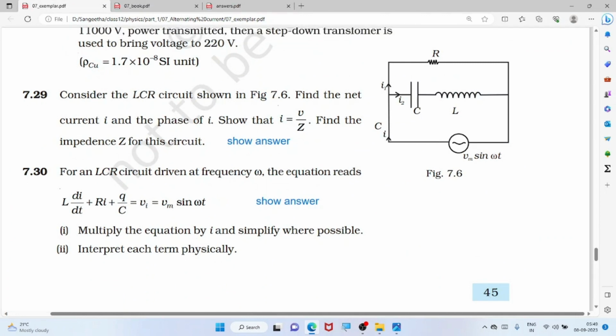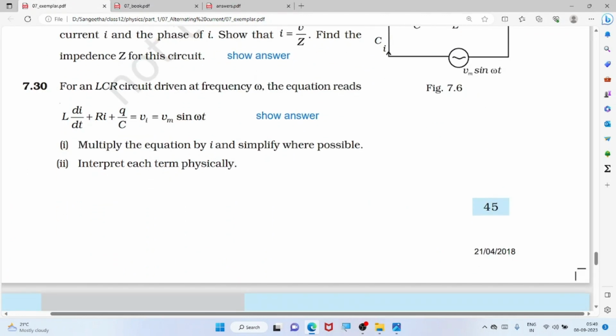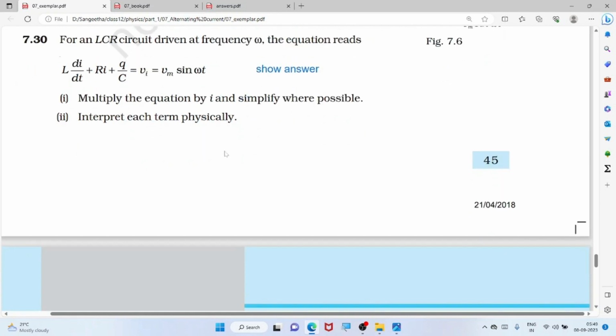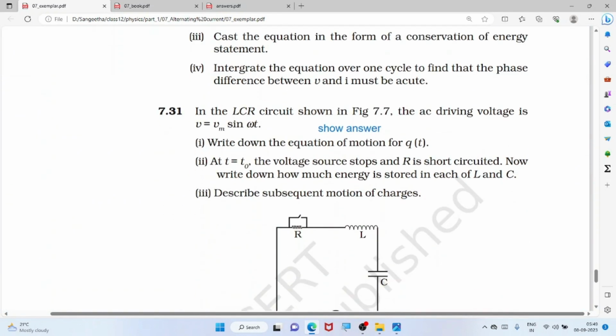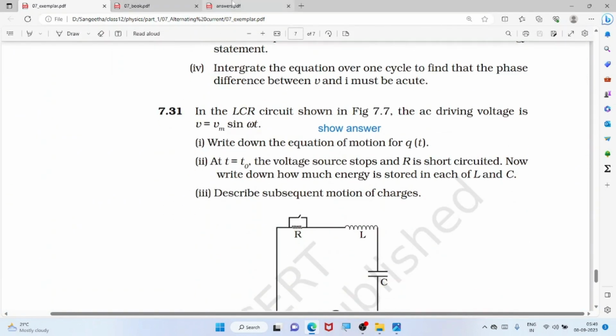For an LCR circuit driven at a frequency, this is the angular frequency at resonance. The equation reads, okay, identify. So okay, you can go through the answers for this.